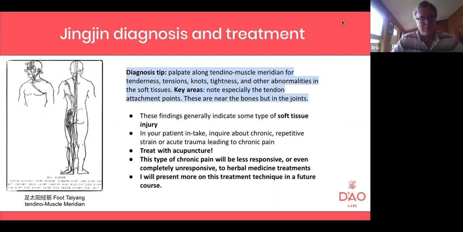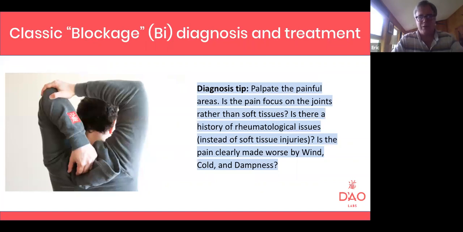Typically, not always, these types of soft tissue injuries are going to be less responsive to herbal medicine treatments. You really have to get into the muscles and deal with the adhesions and scar tissue you find there, and that's when you start to get some relief. I sometimes do combine acupuncture with herbal treatments. I'll talk about that a little bit later. For the moment, think soft tissue injuries, acupuncture is your primary therapy. Okay, so that's a little bit about Jinjin therapy.